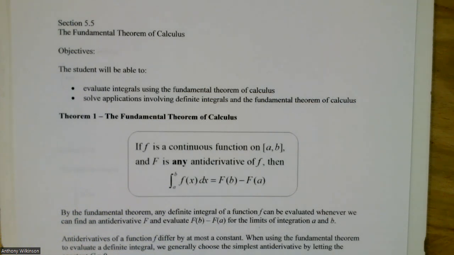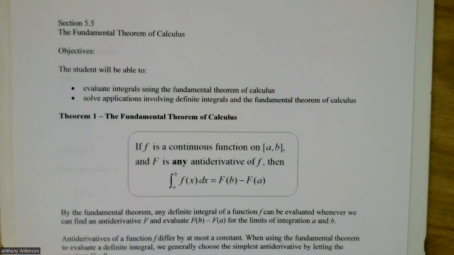Okay. And it says here, if f is a continuous function on the closed interval a comma b, and capital F is any antiderivative of lowercase f, then the integral from a to b of f of x dx will be equal to this, F of b minus F of a.